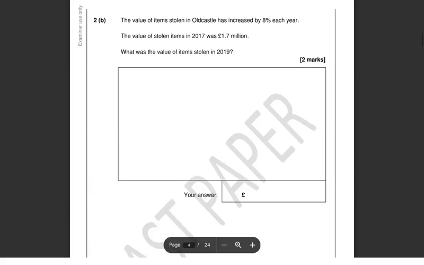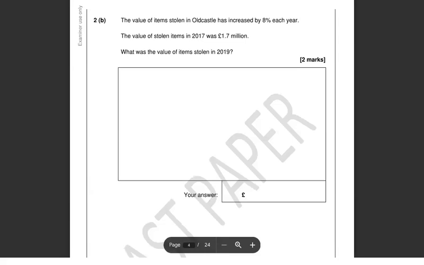So the value of items stolen in Oldcastle has increased by 80% each year. The value of the stolen items in 2017 was 1.7 million. What was the value of the items stolen in 2019?